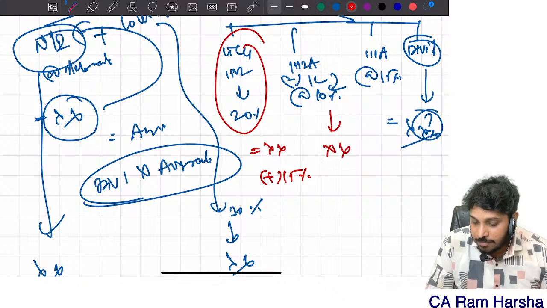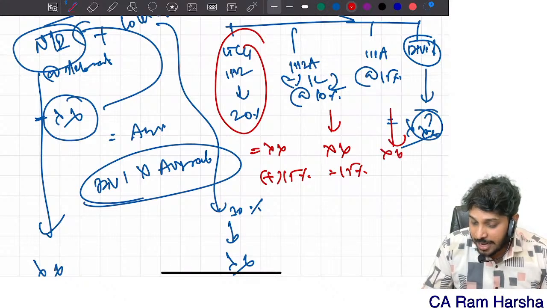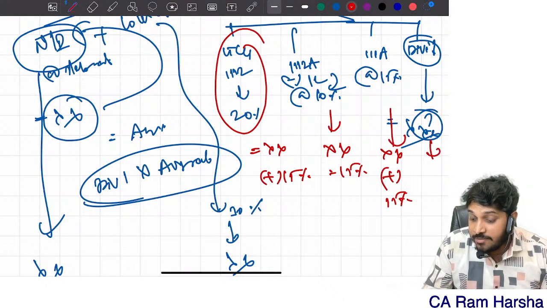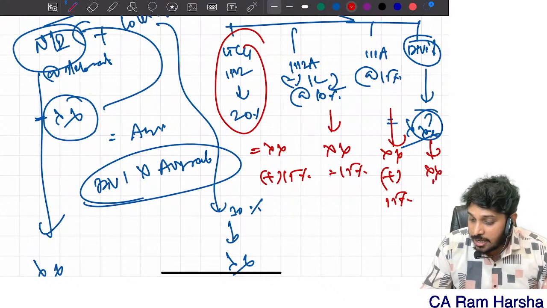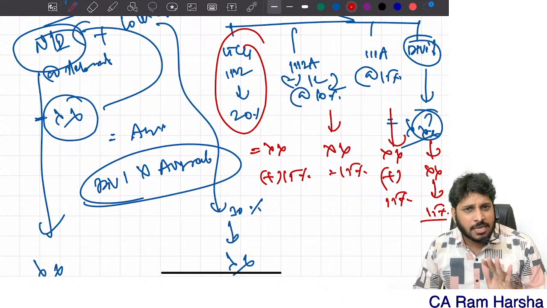For 111A some tax is there, right? Surcharge is 15. 112A, 111A, some tax is there, right? Add surcharge at 15. Dividend-related tax portion is there, right? On that add surcharge at 15. That's it. Sir, what about lottery income related basic tax?